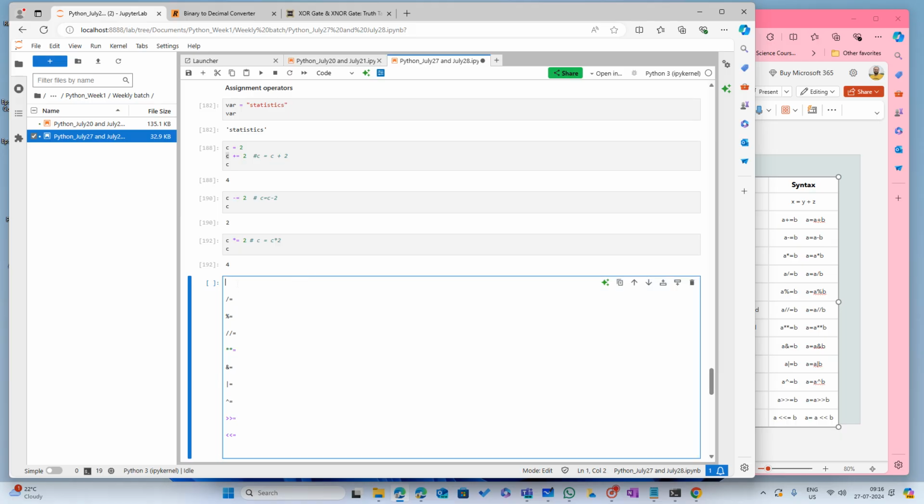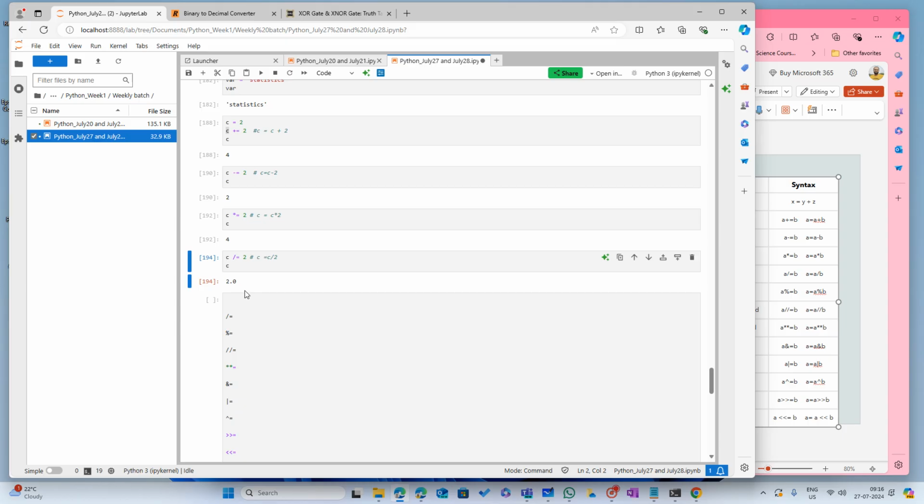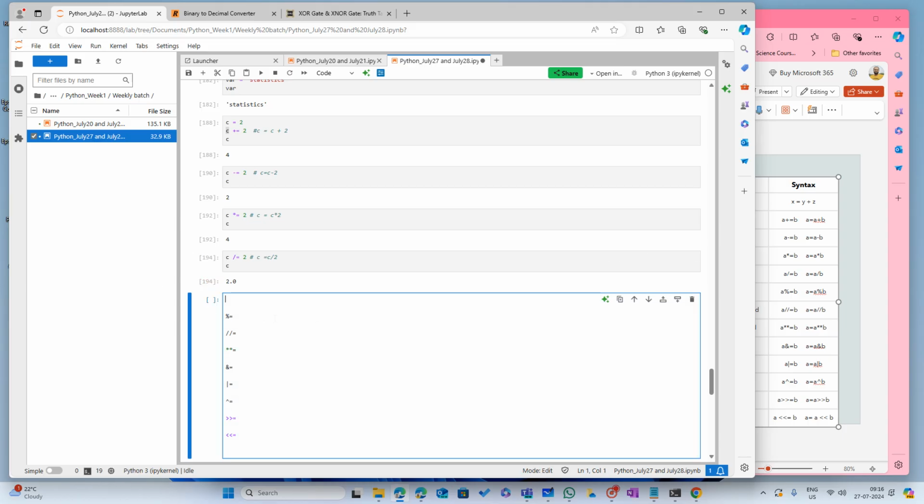Likewise, you have division also. C divided by equals 2. What it means is C is equal to C divided by 2. And if you print the value of C, it is 2.0. Okay, so this is done.